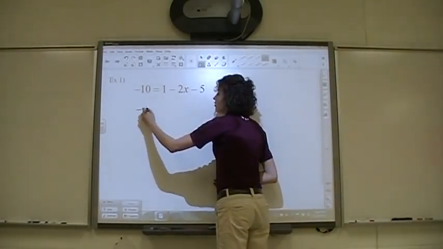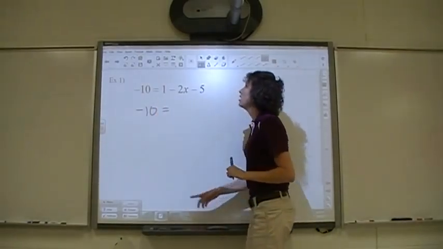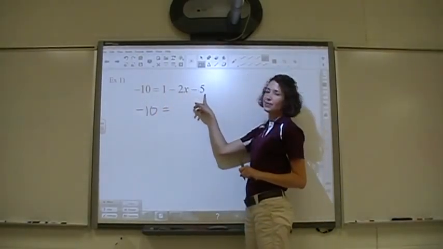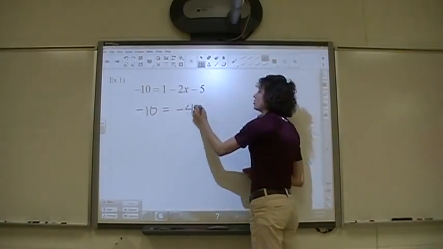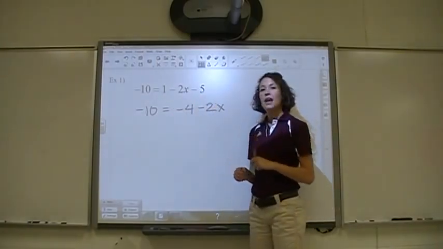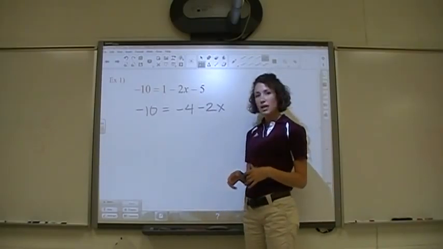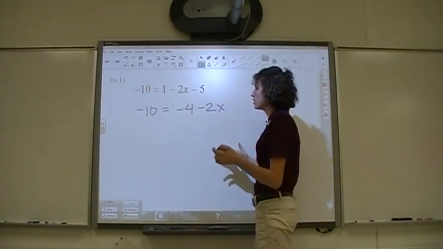So you can drop down your negative 10 and your equal sign, but then notice you have 1 minus 5, which is going to give me a negative 4. Then drop down your negative 2x. Now from there, you just solve it just like how we did normally with the two-step solving equations.